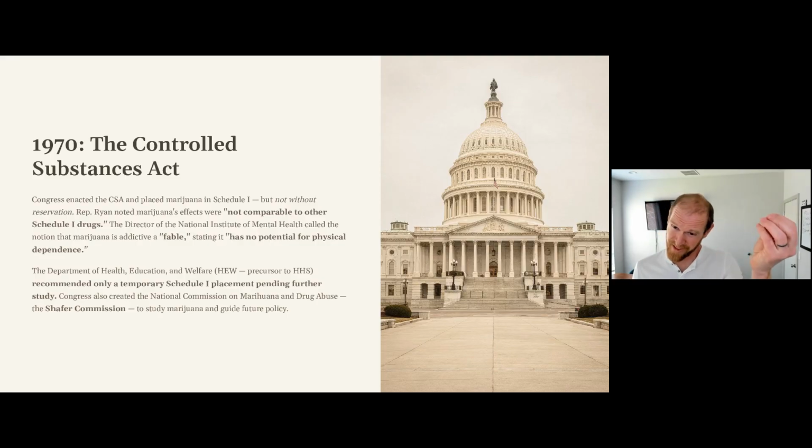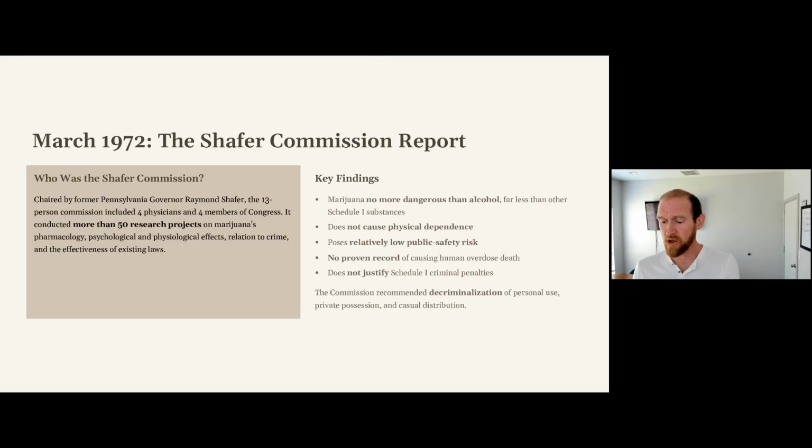So it's currently a Schedule I substance, was supposed to be there temporarily. Nixon creates this Schaefer Commission is the name. And then they put out a report in March of 1972. It's right here. According to the brief, the Schaefer Commission, now known as the Schaefer report, conducted more than 50 projects, ranging from a study of the effects of marijuana on man to a field survey of enforcement of the marijuana laws in 6 metropolitan jurisdictions.